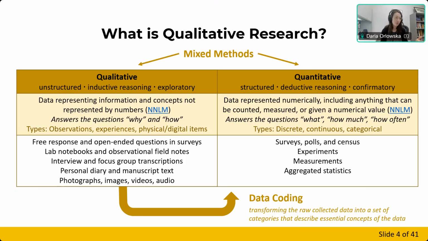You might have a lab notebook or observational field notes. Those are all qualitative. They might be structured in some ways, but you write it out and it might not follow the same structure every single time, or it just might be a longer response. You might have interview or focus group transcriptions, personal diaries or manuscript text, or photographs, images, videos, or audio. All of those are qualitative research or can be example of qualitative research.